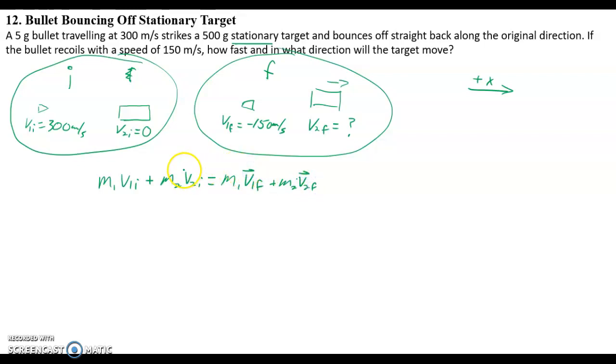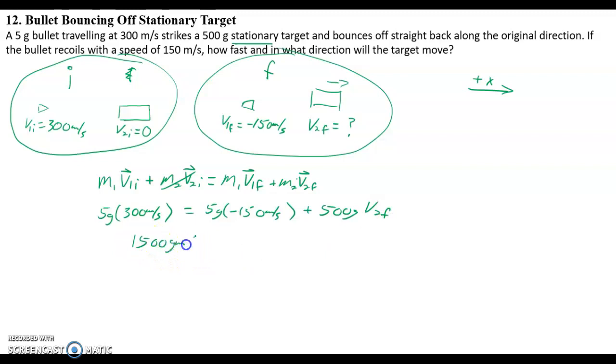Okay, once you get the symbolic equation down, that's when you go through and substitute things in. You can mark that out because that's 0. And so you go 5 grams times 300 meters per second equals 5 grams times negative 150 meters per second plus 500 grams times V2F. All right, so we get 1,500 gram meters per second equals negative 750 gram meters per second plus 500 grams V2F.